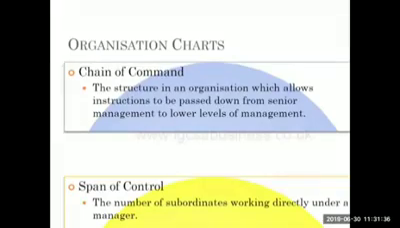Chain of command. The structure in an organization which allows instructions to be passed down from senior management to lower levels of management. In a chain of command, all of the orders are being passed from the high levels of authority to the lower levels of management. Span of control. The number of subordinates working directly under the manager is called the span of control. The number of staff employees working under the control of the manager is called the span of control.